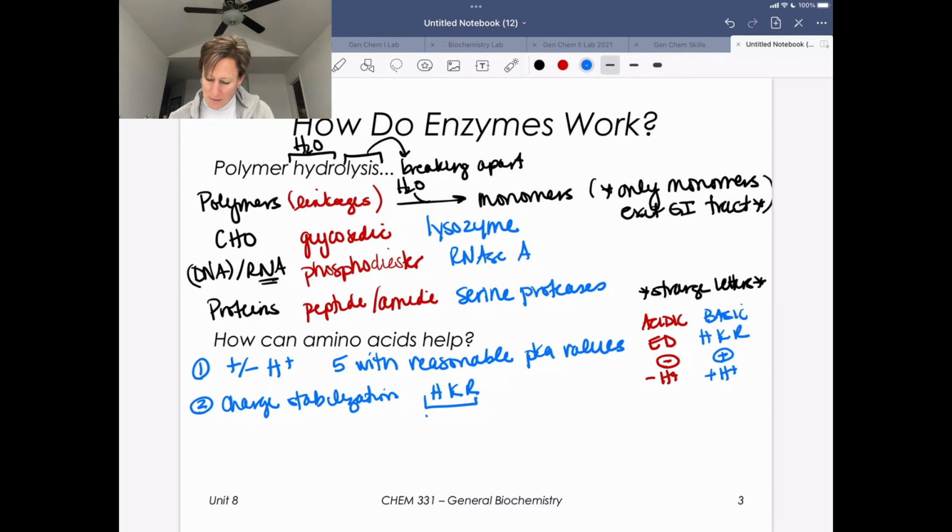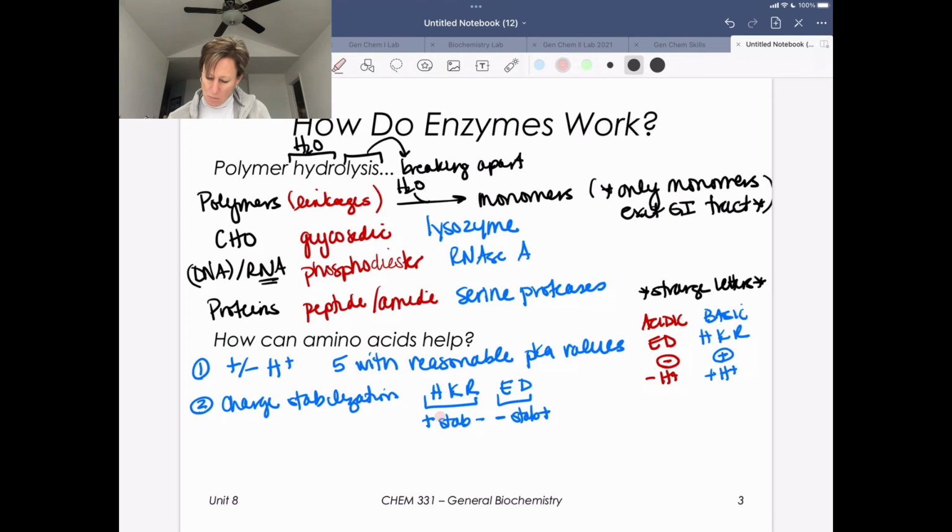Okay, these being positively charged are going to help to stabilize things that are negatively charged. And then when we have our glutamic acid and our aspartic acid, these are going to be negatively charged, so they're going to help stabilize something that's positively charged.